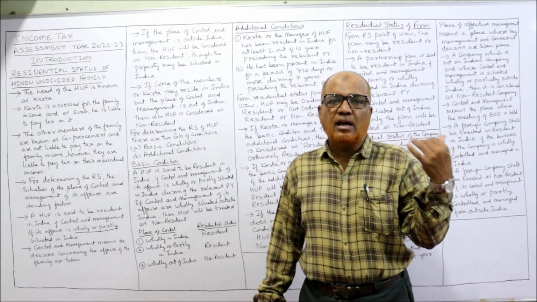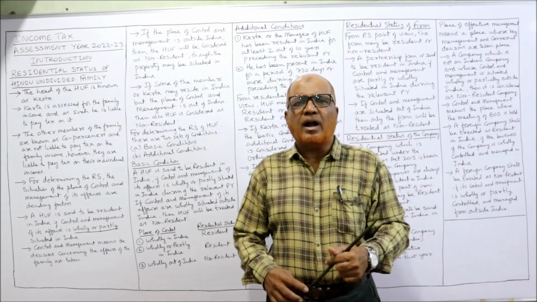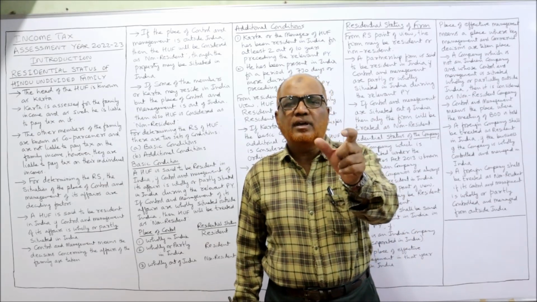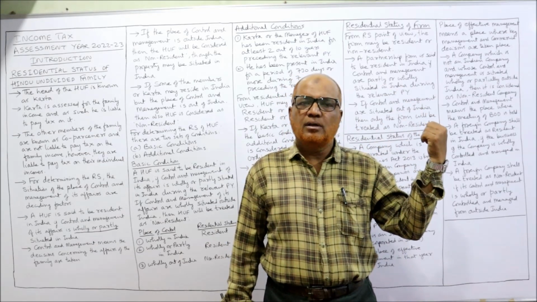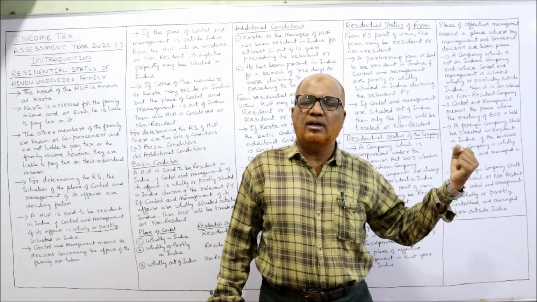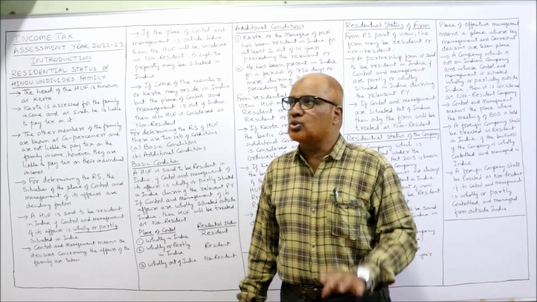If it is partly in India, partly outside India, then it is resident. Example, HUF, part of the year Karta was in India and part of the year Karta was in US. So partly it is controlled from India and partly it is controlled outside India. Then the HUF will also be known as the resident HUF.